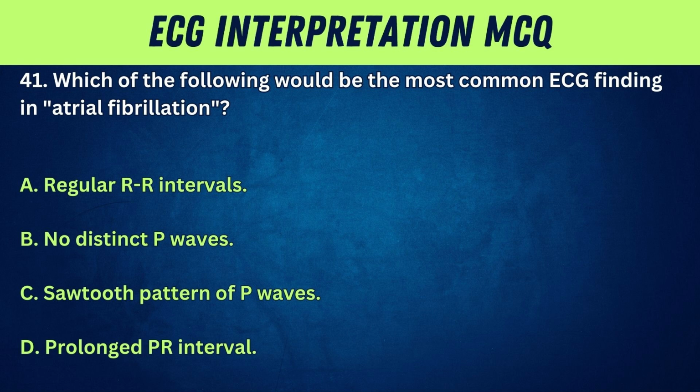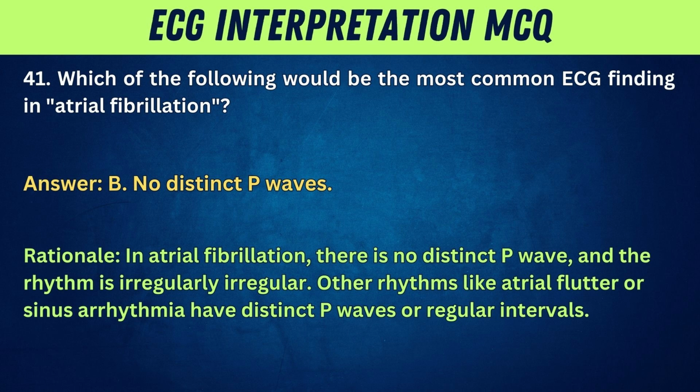41. Which of the following would be the most common ECG finding in atrial fibrillation? A. Regular RR intervals. B. No distinct P waves. C. Sawtooth pattern of P waves. D. Prolonged PR interval. Answer: B. No distinct P waves. Rationale: In atrial fibrillation, there is no distinct P wave, and the rhythm is irregularly irregular. Other rhythms like atrial flutter or sinus arrhythmia have distinct P waves or regular intervals.